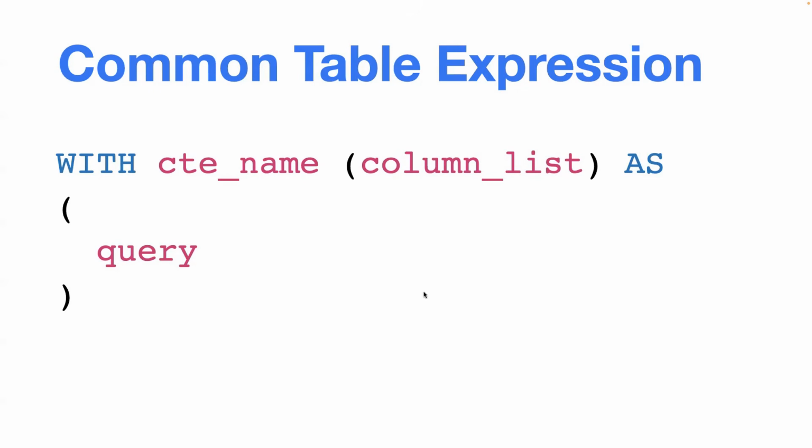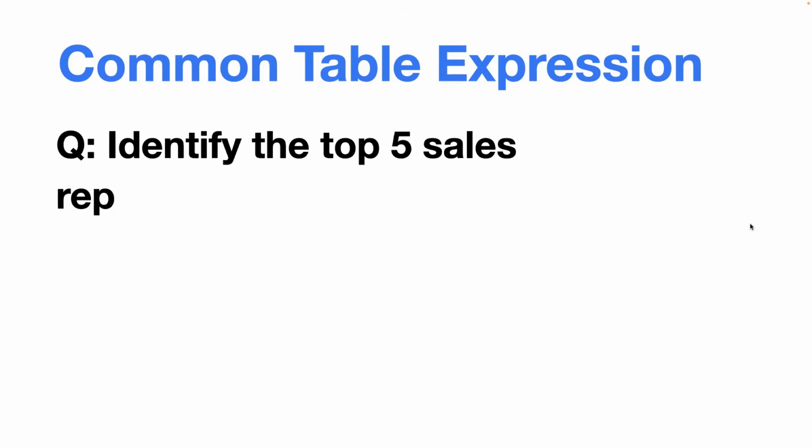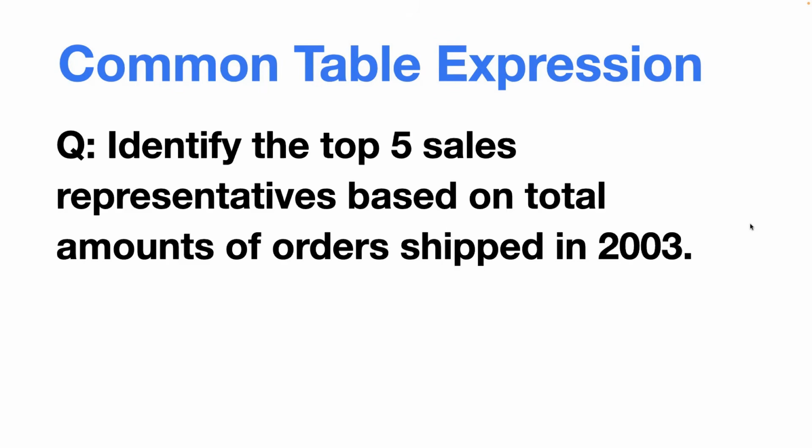And now you can use it within a select, insert, update, whatever kind of statement you want. So you can say with name column list as query, and then you can say select star, and then anywhere within this query, you can use the CTE name, the name that you've given to your common table expression, and process it. That's all there is to it. It's just a nicer way of separating multiple queries and giving one a name and using it in the next query. So here's one example that we look at.